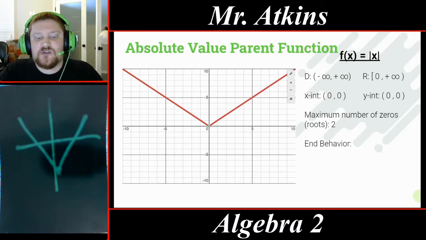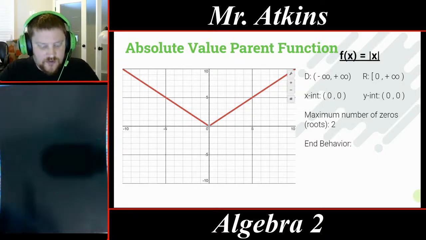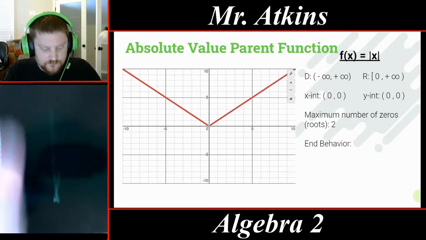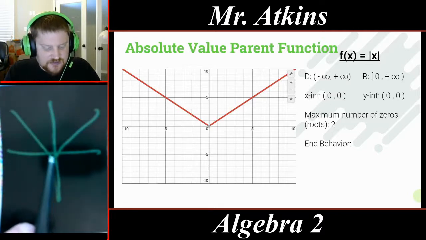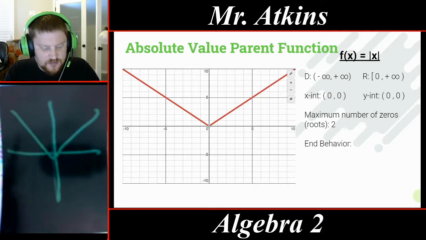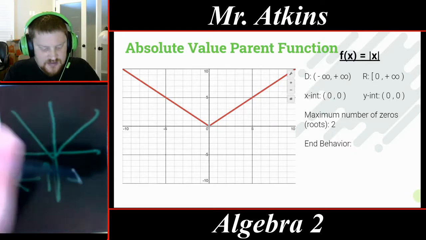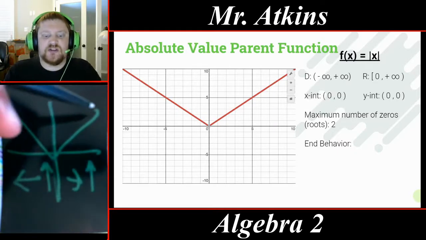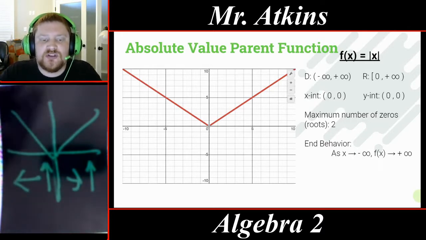The end behavior is going to depend on the exact function that you have, but for this specific one, for the parent function, we can see that as x gets smaller, y gets bigger. So as x approaches negative infinity, y approaches infinity, and as x approaches infinity, it's still going up. So once again, y approaches infinity, or f of x approaches infinity.